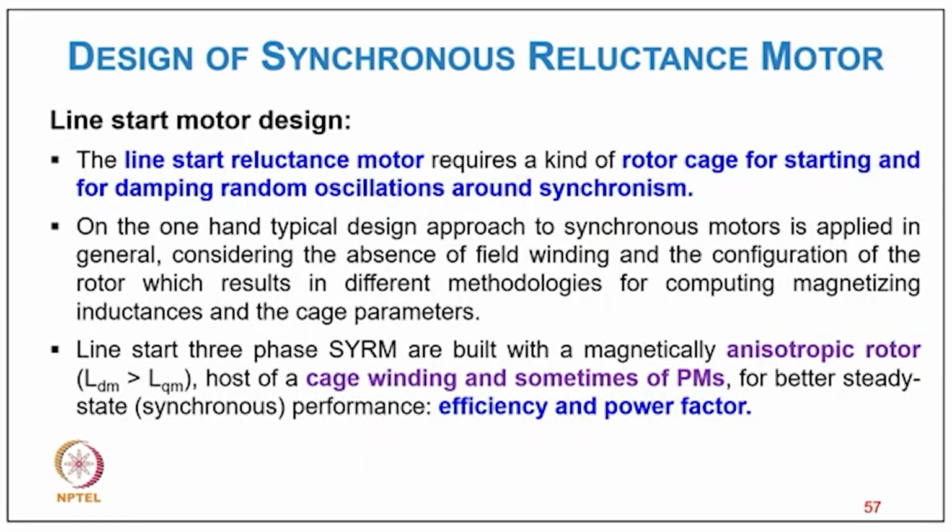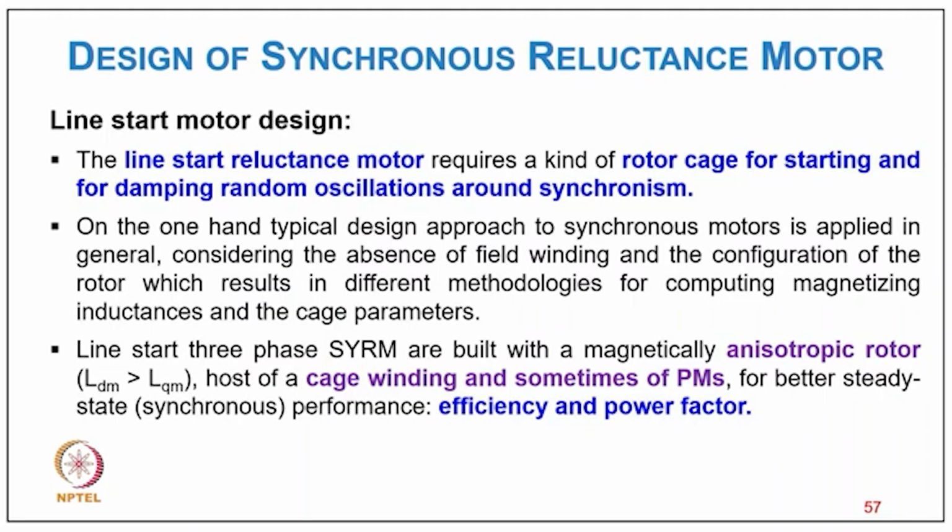So, coming to another example with the line start motor design. A line start reluctance motor requires a kind of rotor cage for starting and for damping random oscillations around the synchronous speed. On the other hand, the typical design approach to synchronous motors is applied in general, considering the absence of field winding and the configuration of the rotor, which results in a different methodology for computing the magnetizing inductance and the phase parameters.